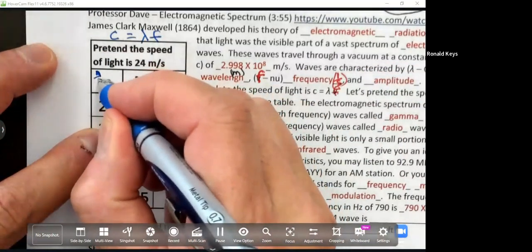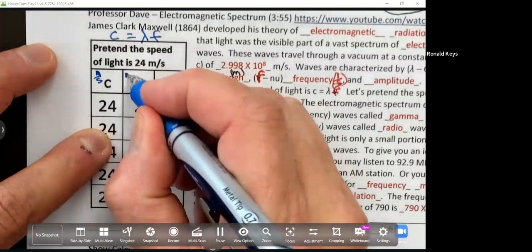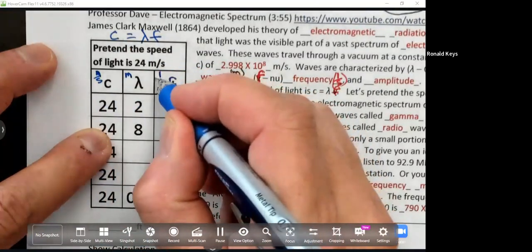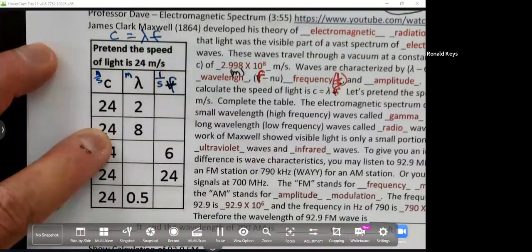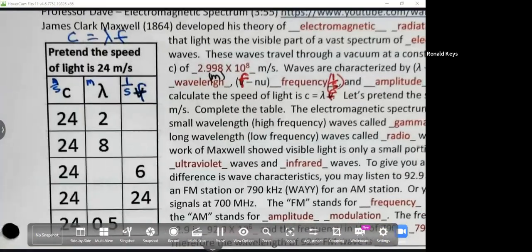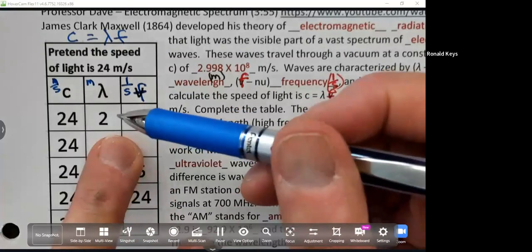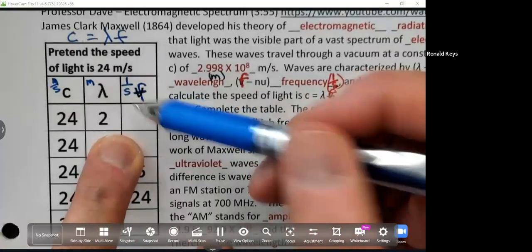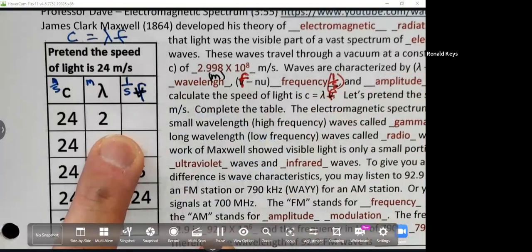This is in meters per second. My wavelength is in meters, and my frequency is 1/seconds for units. So these two multiplied together, I've got to get 24 meters per second. We're just pretending the speed of sound is 24. It's definitely not 24.